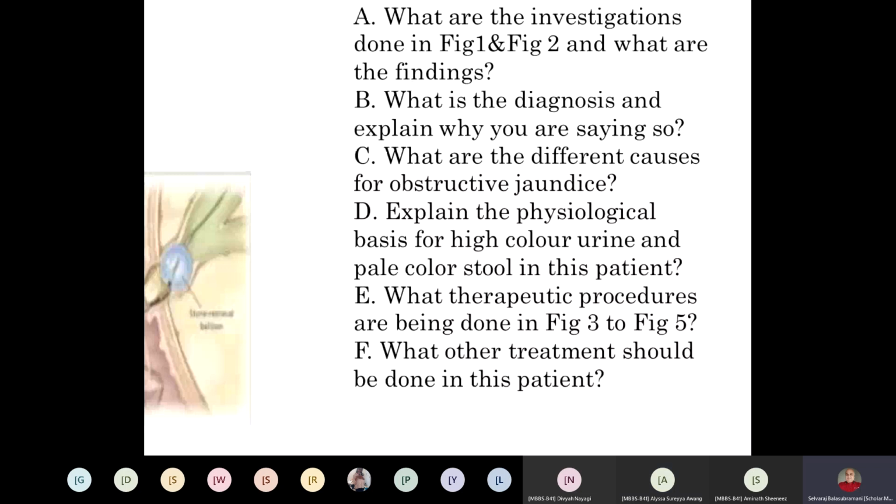That is the whole treatment, because the origin of all this gallstone is from the gallbladder only. If you are not going to remove that gallbladder, it will keep on producing gallstones. The patient may again go for choledocholithiasis. So that is why you must remove that gallbladder also.